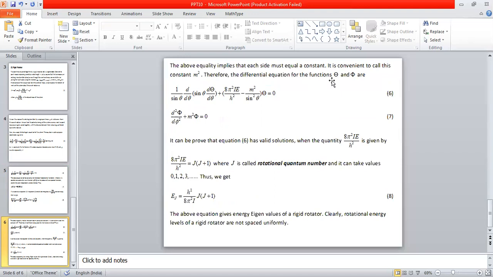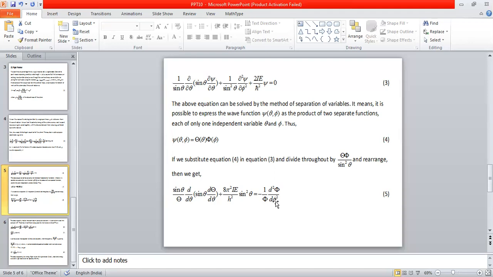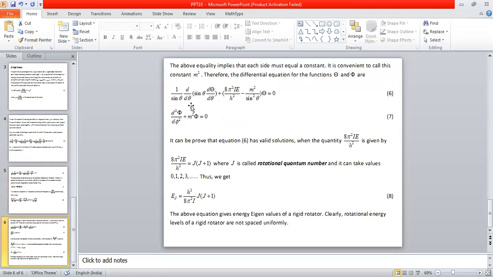Therefore, differential equation for the function theta and phi. What we are doing is we are equating them to a constant. That constant we are calling m square. And if we write equals m square in equation 5 and do the simplification, then we are going to end up with two equations. The first one is 1 by sin theta d by d theta of sin theta d theta by d theta plus 8 pi square IE by h square minus m square divided by sin square theta of theta is equal to 0. If you bring the term to the left side and combine with these sin theta terms, we get an equation of this particular form.